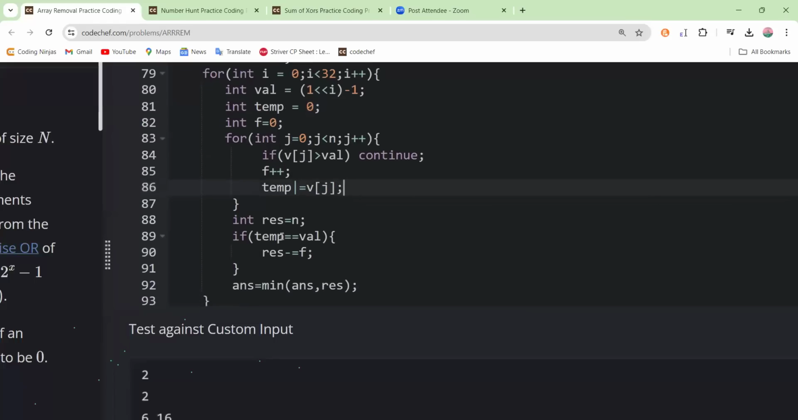Once I have these, I am just checking at the end if the OR result that we got is equal to the combination that we were looking for. If it is so, we know that n minus f is the number of numbers that we have removed. So the answer will be the minimum of answer comma result. And in our result, what is stored? n minus f.